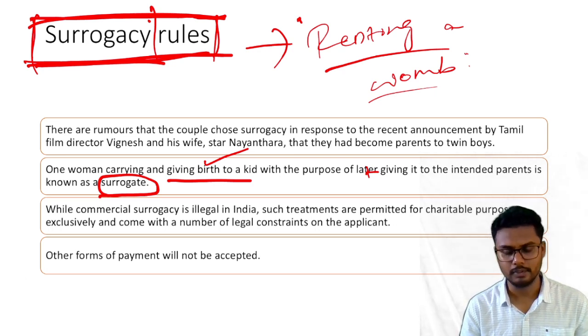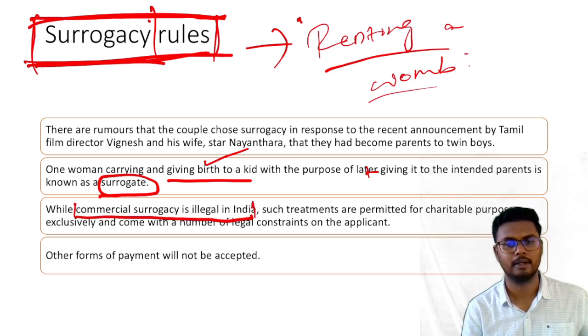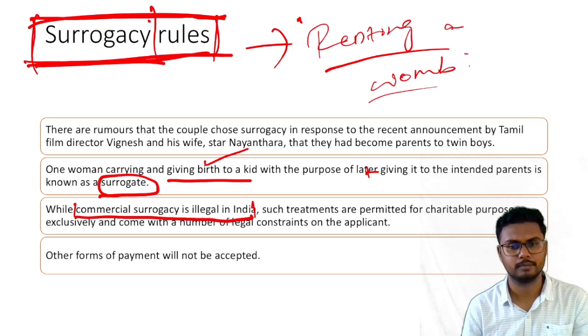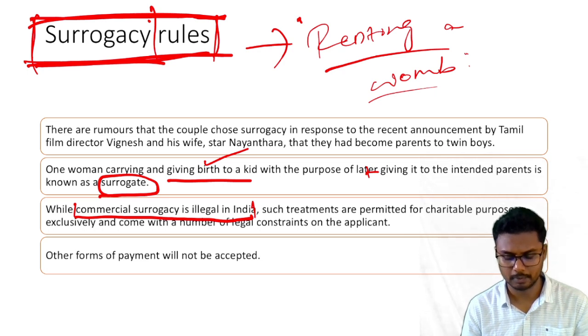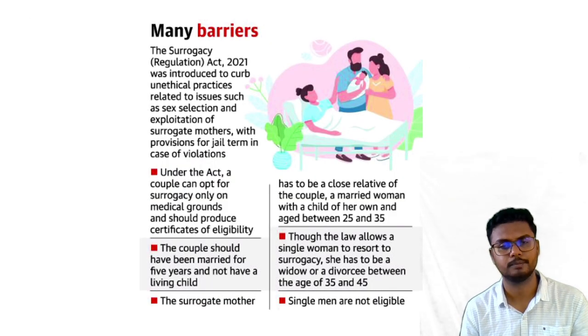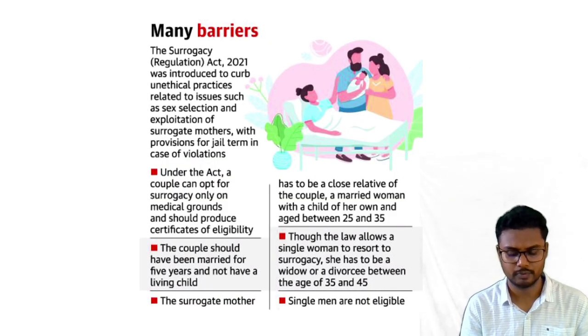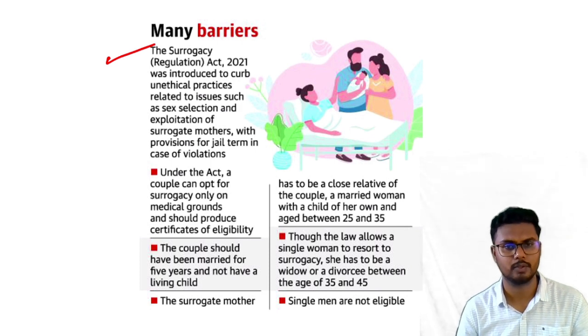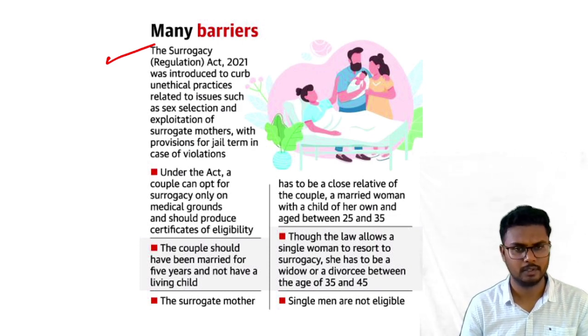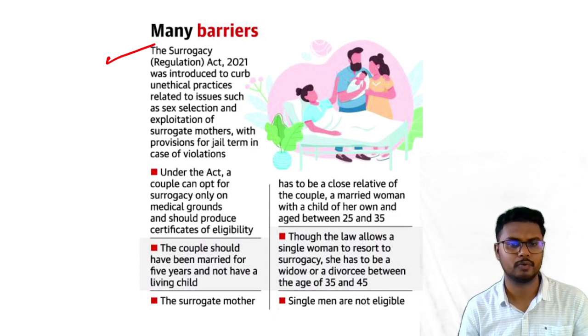Right? One more thing you should keep in mind is that commercial surrogacy is completely banned and illegal in India. Commercial surrogacy is not at all allowed in India. Such treatments are permitted for charitable purposes exclusively and come with a number of legal constraints on the applicant. So this was in the news because of the Surrogacy Regulation Act of 2021. It was introduced to curb unethical practices related to issues such as sex selection and exploitation of surrogate mothers, with provisions for jail terms in case of violations.